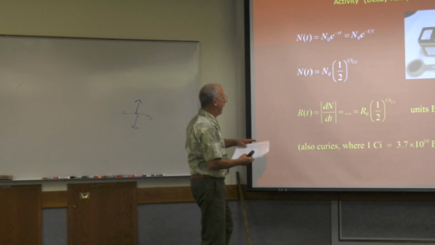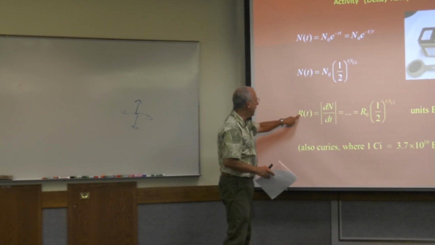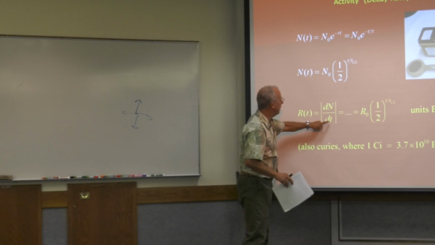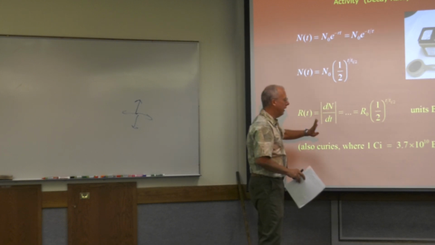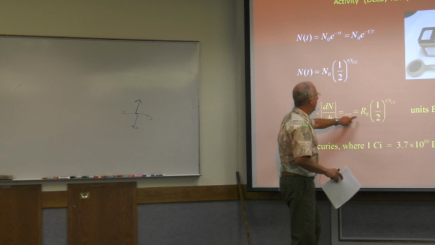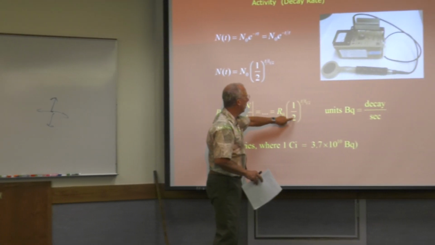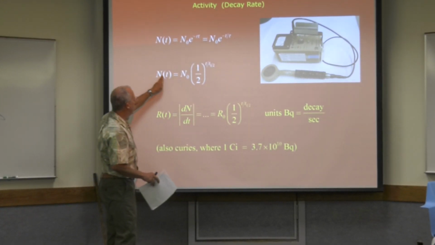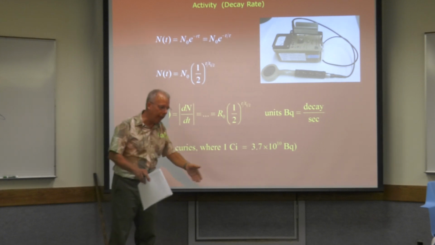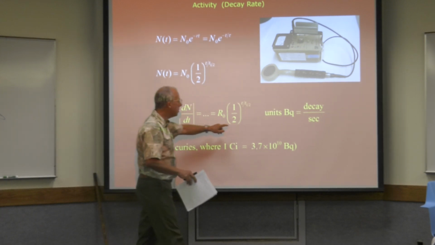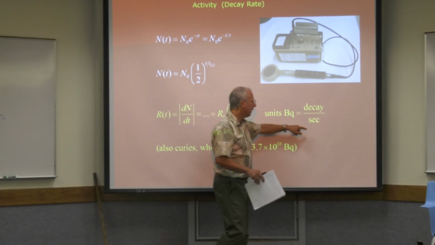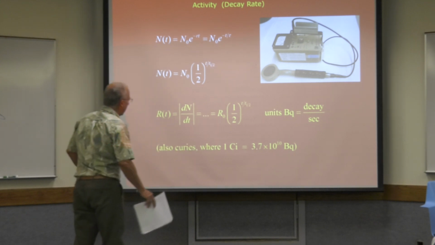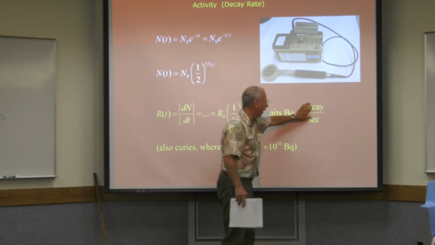So this is called the activity or the decay rate. So the R stands for the rate, right? So how many nuclei are decaying? dN/dt, or delta N over delta t. So you do a bunch of math, and it comes out to be the initial rate times 1/2 to the t over half-life. So it's similar to this, right? Instead of having the number remaining, you just have the rate, how many are decaying, decays per second. So the units of this, decays per second, are called a becquerel, because Becquerel was one of the early scientists who did a lot of work in this field. Now this is the modern unit, becquerel.